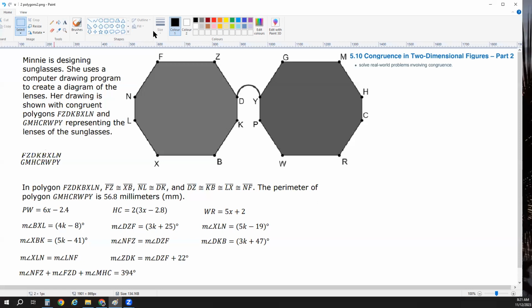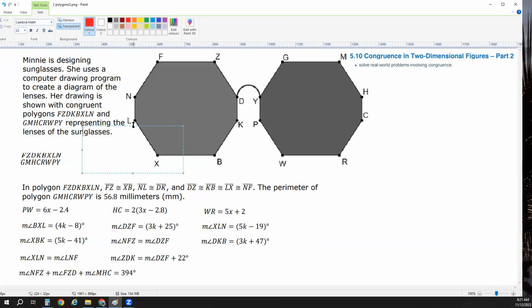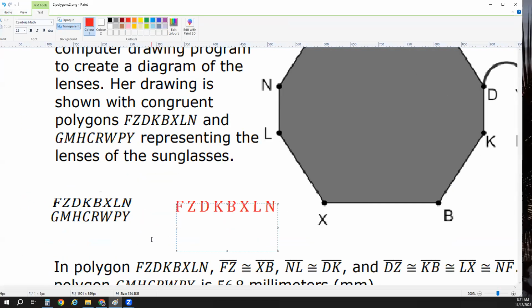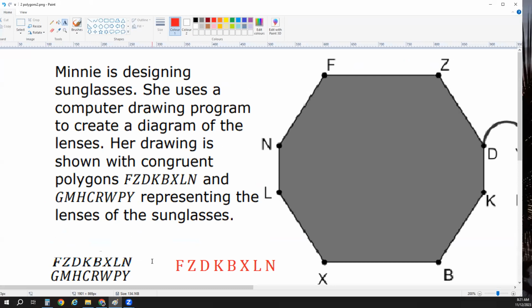What I had done before is I took... I'm going to do this a little neater this time. I'm going to say F, Z, D, K, B, X, that's my K X L N. All right, now I'm going to take these and zoom in a little.